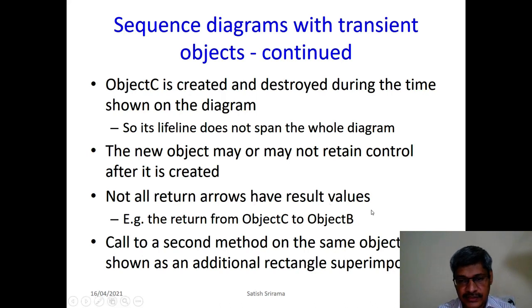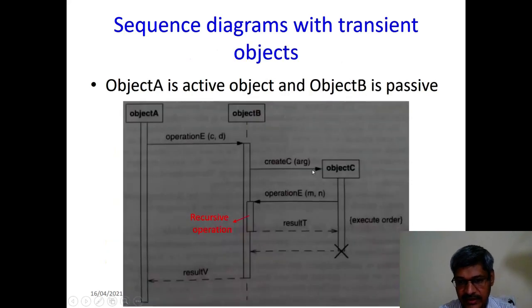Not all return arrows have result values, okay, and we have seen this example, the return from object C to object B. Object C is actually created, so when it is getting destroyed, it has nothing, no result is actually sent. It's only a result which says you have created the object and it called this recursive operation. It can be any other operation, but here it is a recursive operation because within operation E, it is calling operation E again. So here the control is basically going back without any result. That's the basic idea.